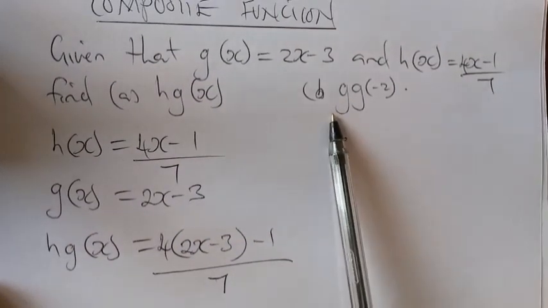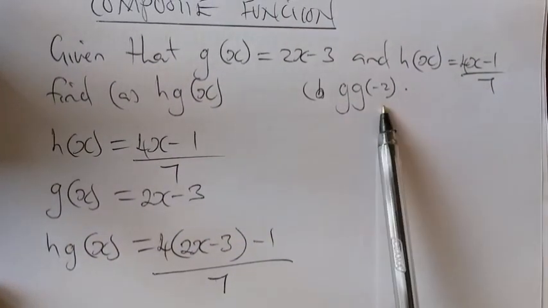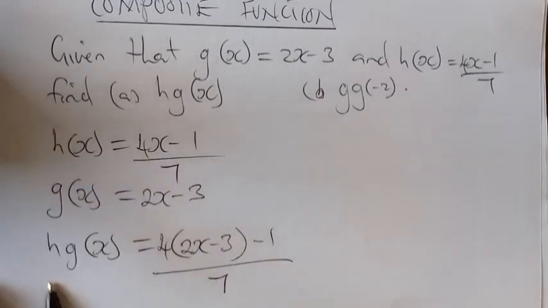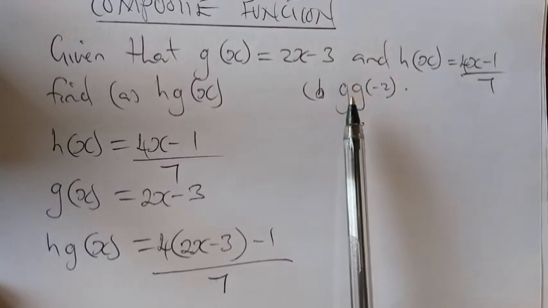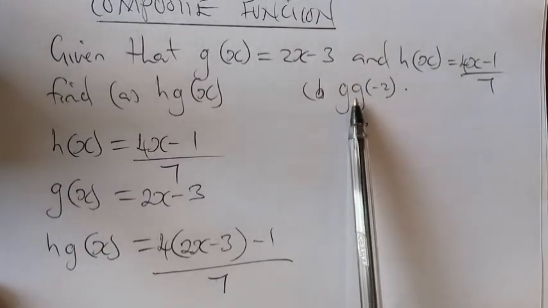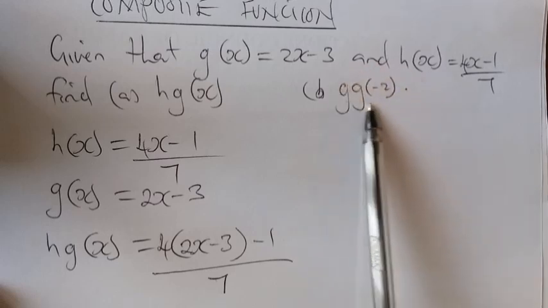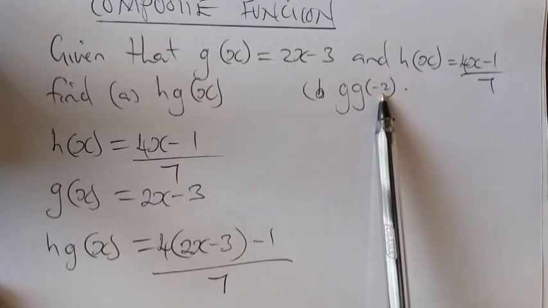Then the second question, this is the one that I was saying that our answer is going to be a number. But then the process is going to be somewhat similar to this. We are going to get the main function and the minor function. So the minor function here should be a number.